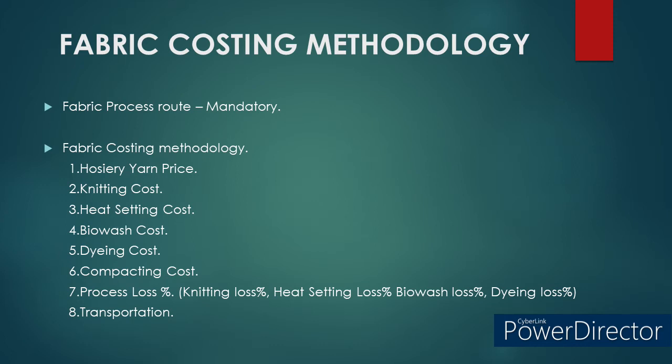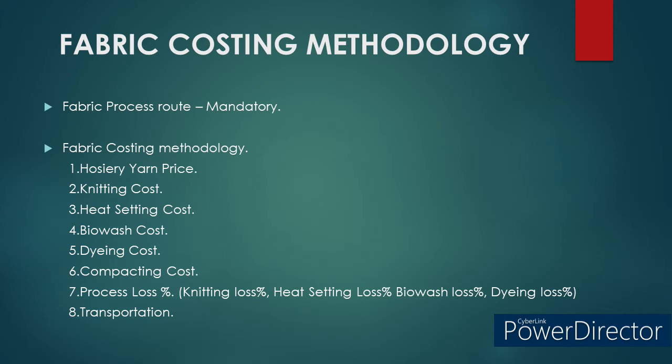Number 2. Need to consider the knitting cost. Number 3. Need to consider the heat setting cost. Slit open, heat setting and overlocking cost will be considered under heat setting cost. Number 4. Need to consider the biowash cost. Number 5. Need to consider the dyeing cost. Scouring, dyeing, slit open and stenter cost will be considered under dyeing cost. Number 6. Need to consider the compacting cost.